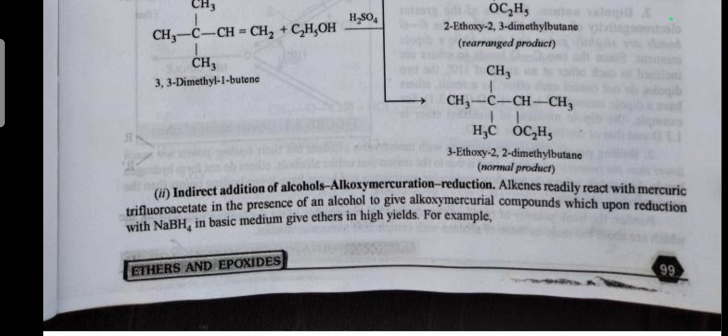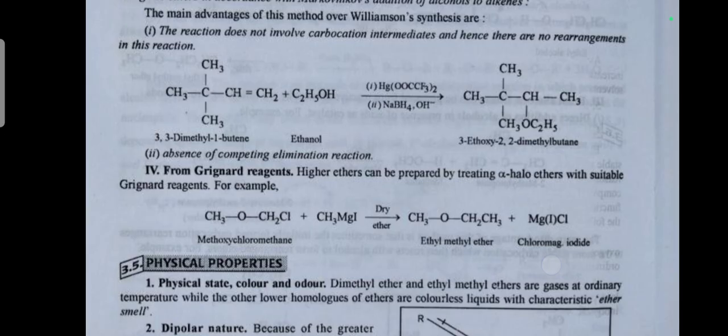alkoxymercuration reduction. Alkenes readily react with mercuric trifluoroacetate in the presence of an alcohol to give alkoxymercurial compounds, which upon reduction with NaBH4 in basic medium give ethers in high yields. The main advantages of this method over Williamson synthesis are: first, the reaction does not involve carbocation intermediates and hence there is no rearrangement in this reaction. And second, absence of competing elimination reaction. From Grignard reagent, higher ethers can be prepared by treating alpha haloethers with suitable Grignard reagents.